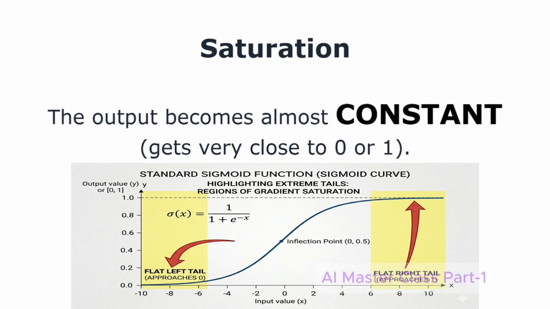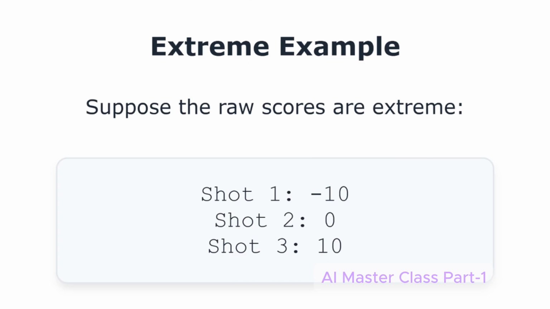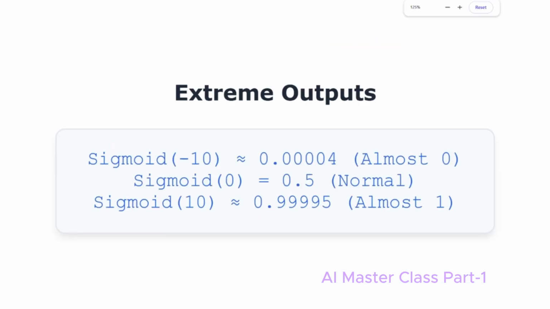If we consider the same goal prediction example, suppose the raw scores given by the model are extreme like this. Shot 1 has a score of -10. Shot 2 has a score of 0. Shot 3 has a score of 10. After applying the sigmoid function, we get sigmoid -10 is approximately 0.00004, which is almost 0. Sigmoid 0 is 0.5, which is normal. Sigmoid 10 is approximately 0.99995, which is almost 1.